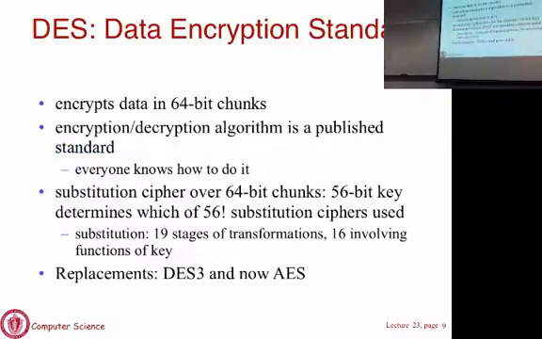Now we'll talk about some real algorithms. That was just a trivial one. This one is called DES, Data Encryption Standard.